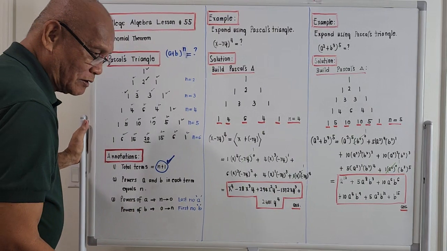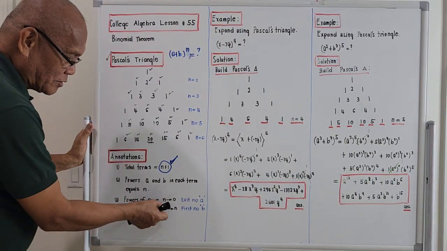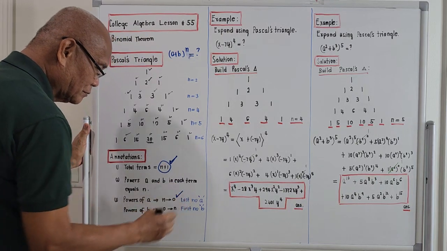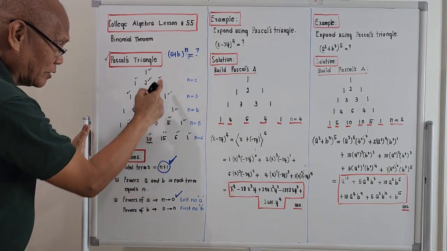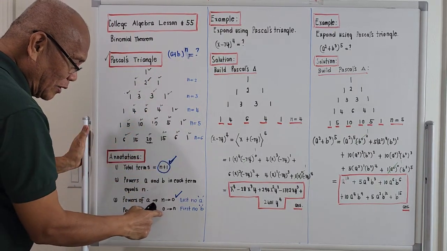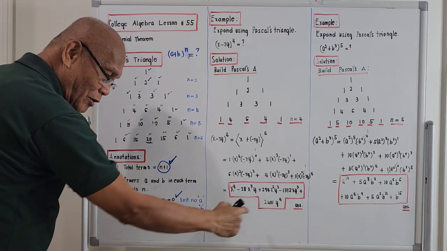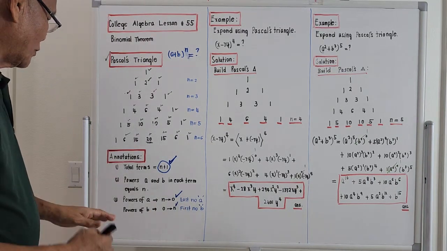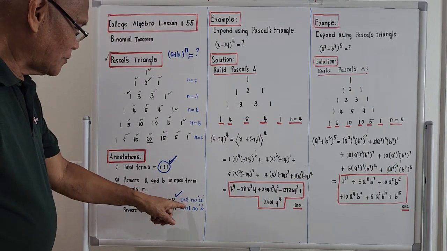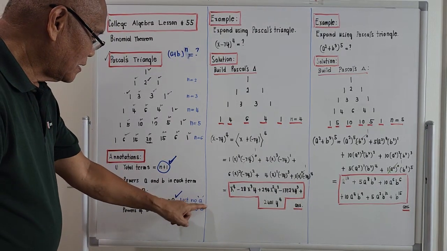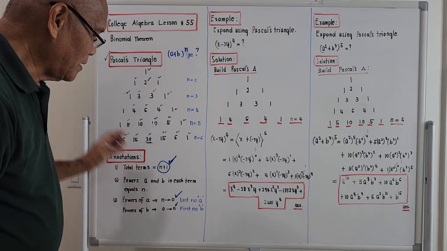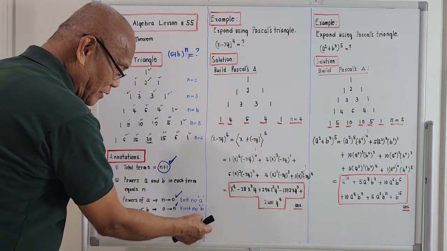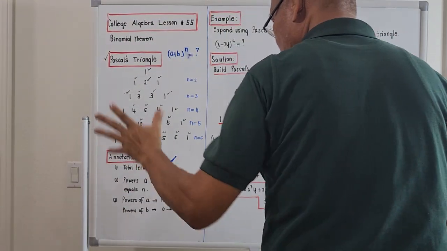Annotation number 3. Am I still on camera? The powers of a will start with n in descending order until it reaches the value 0. And the powers of b, the second term, will start with 0 and go in ascending, increasing order until it reaches the value n. So, under annotation number 3, the last term is without a, and the first term has no b. Okay, let's try to bring out an example problem using Pascal's triangle.